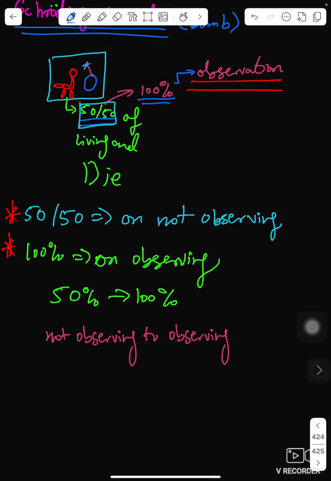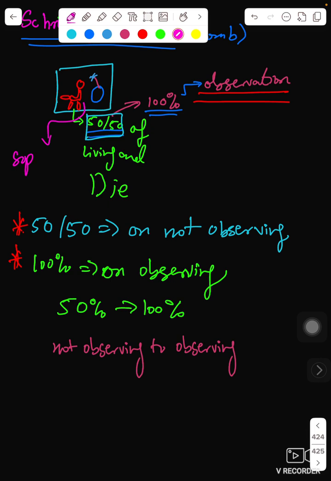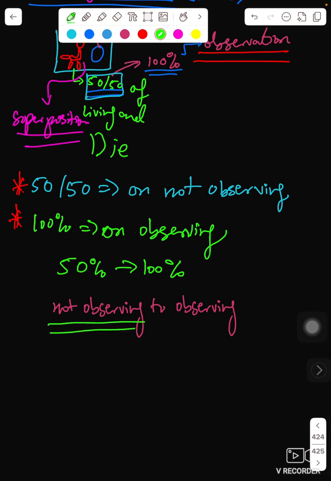So which phenomenon does this experiment cover? Yes, the phenomenon of superposition. Now, how do I talk about superposition here? Now, look, we will be talking about not observing. Not observing means dead, alive, or alive, dead.